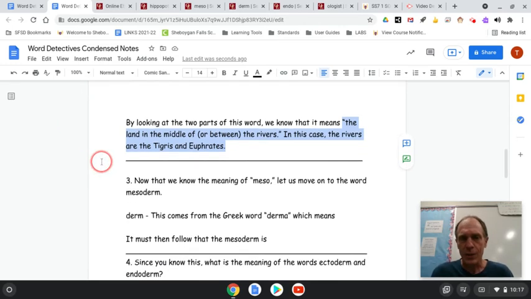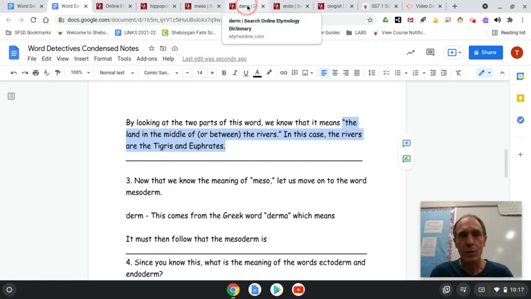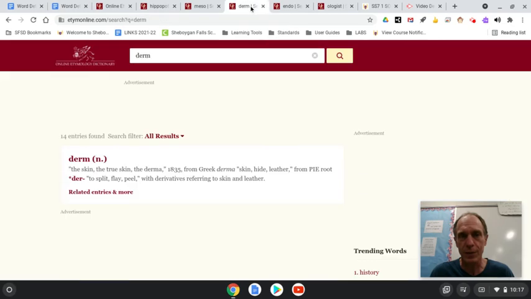Now that we know the meaning of meso, let us move on to the word mesoderm. And again, if you want to put that in etymology online and stop it here, you could do that and then put it in on your own. Let's take a look here. Okay, if you did not stop, I typed it in and it's saying the skin, derm, skin.